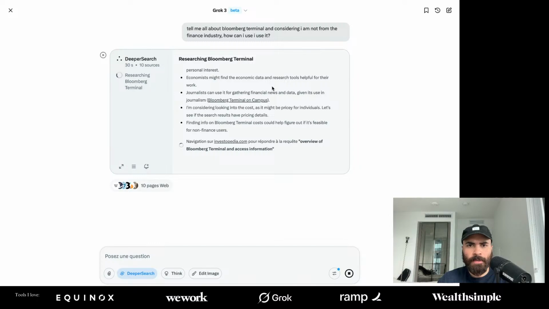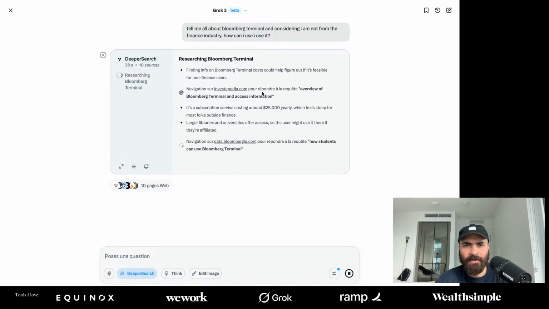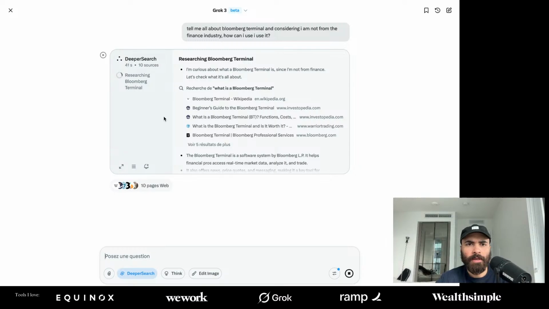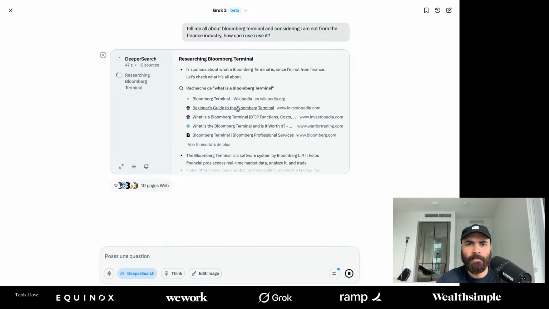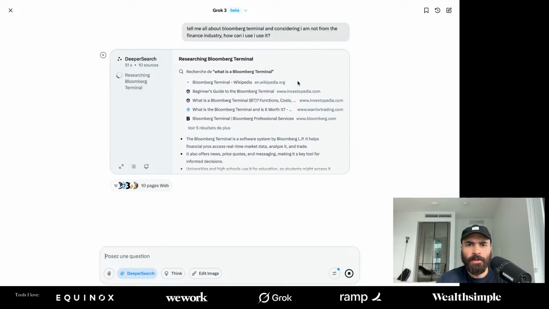But I'm curious, what can a common person who is not in the finance industry, who is not in quant, how can they figure out what Bloomberg terminal is of use for them? Obviously, it's pretty much buying, selling stocks, but let's see. What do we get from here? Since I'm not from finance, let's check what it's all about.